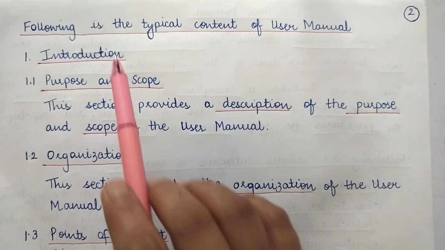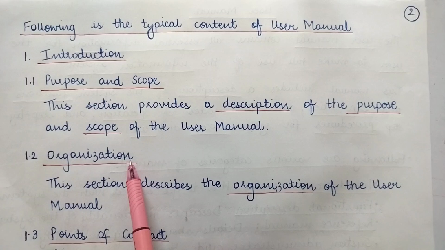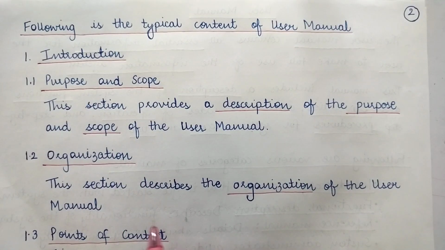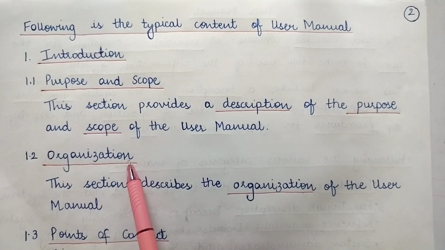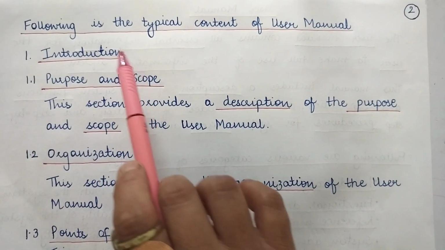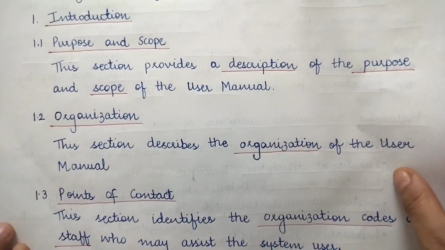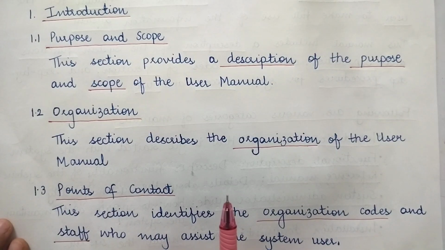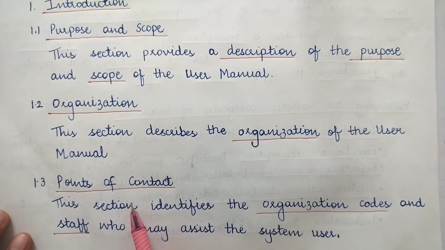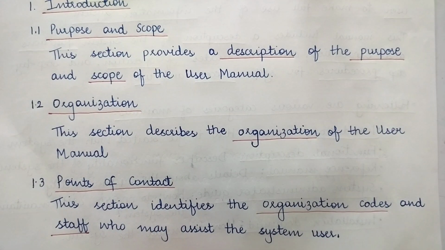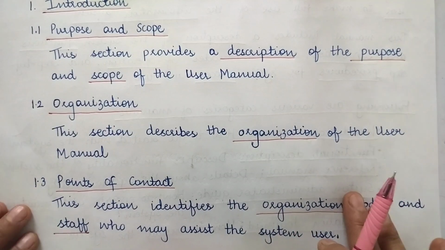Then another subsection within the introduction section is the organization. This tells you about the organization of the user manual. That is how the user manual is organized, at what page number, what you will find. So this is described in the organization subsection of the introduction section. Then comes your point of contact subsection within the introduction section. So this point of contact subsection tells you or identifies the organization codes and staff who may assist the system user.